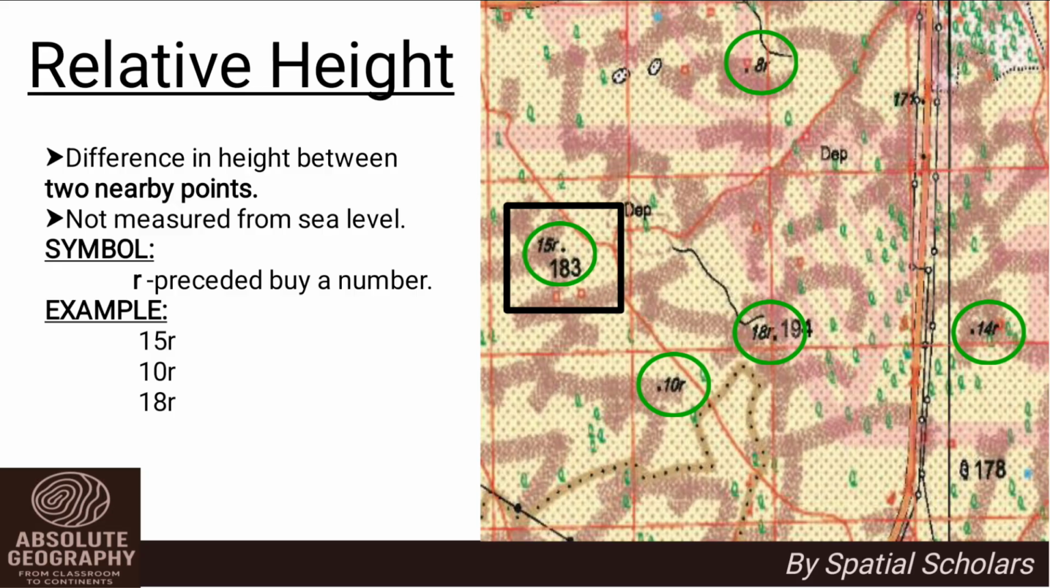Similarly, if it is shown in a depression, a well, canal, or a river, etc., it indicates the depth of that feature. It is simply denoted by a small r preceded by the height number.